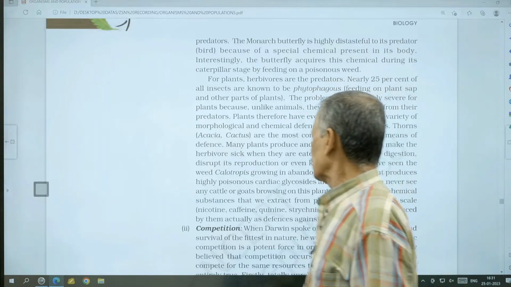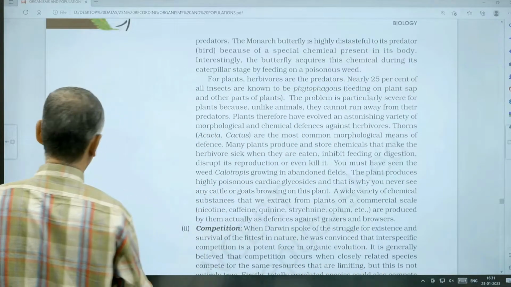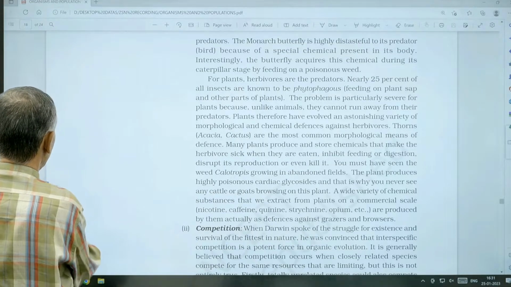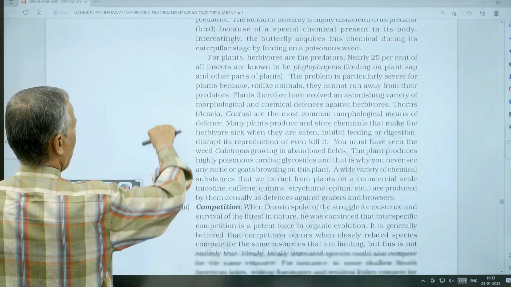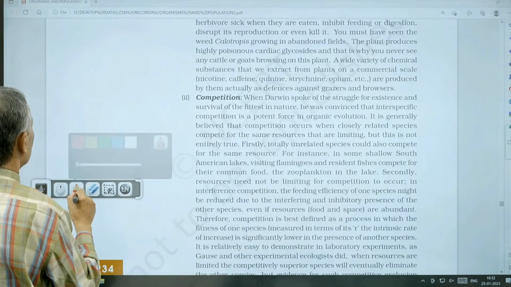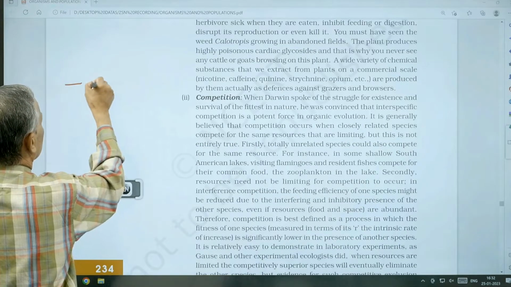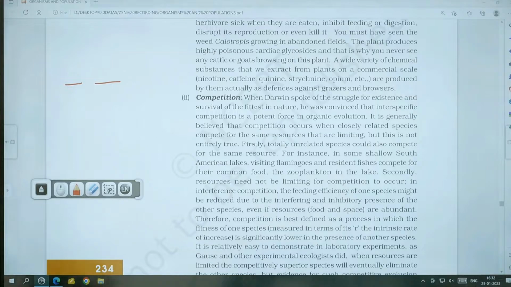Next one is competition. What is competition? Let us see. In competition, both partners are negatively affected. So it is negative, negative.